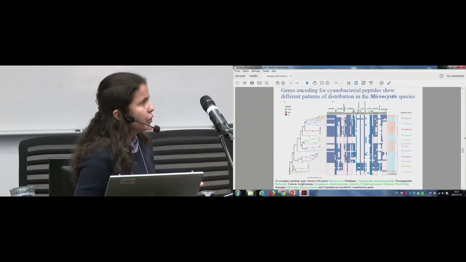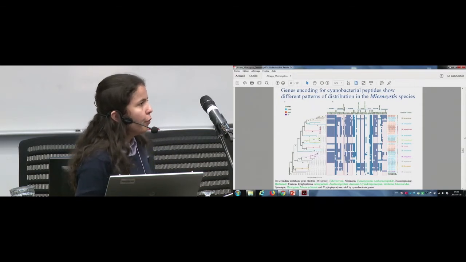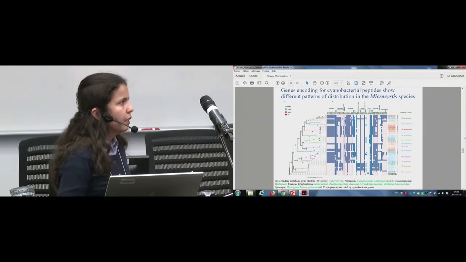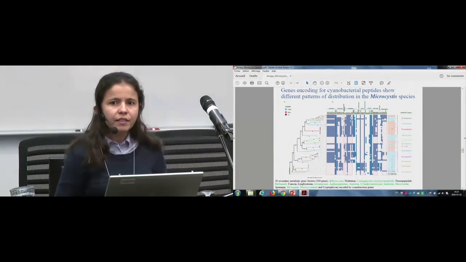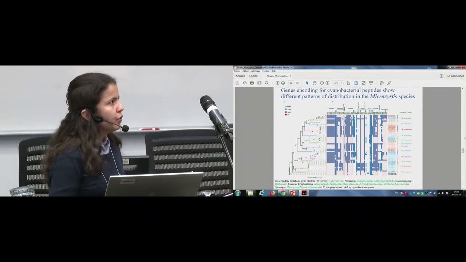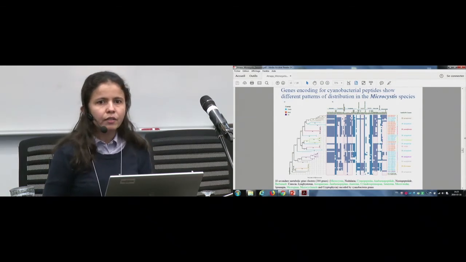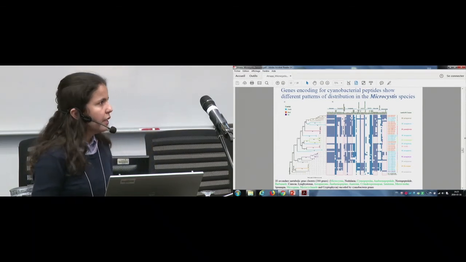We can also see that some Microcystis species encode the complete operon of microcystin and microviridin, and some of them don't. So the idea with this is to try to improve the database, including more operons related to cyanotoxin synthesis.